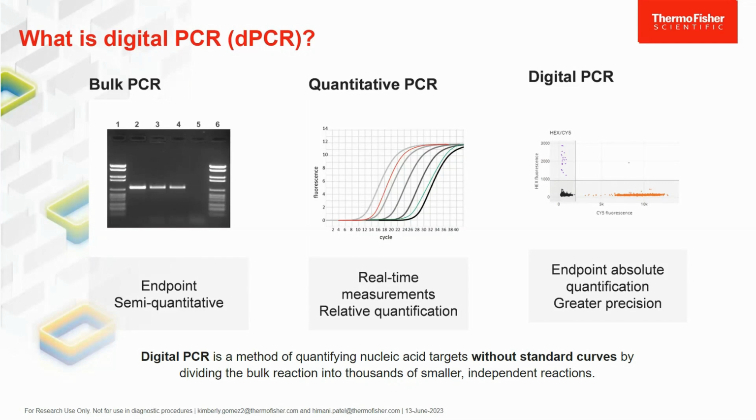Is the target of interest present or not? Quantitative PCR provides real-time measurements and requires the use of a standard curve to provide relative quantitative data. Digital PCR does not require a standard curve and is capable of providing absolute quantification of known genetic targets. Because no standard curve is required, this method is considered to offer greater precision and reproducibility when compared to other quantitative methods.